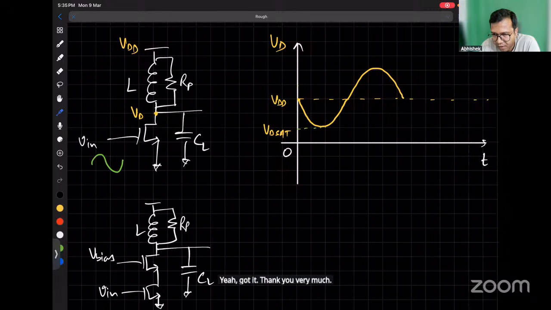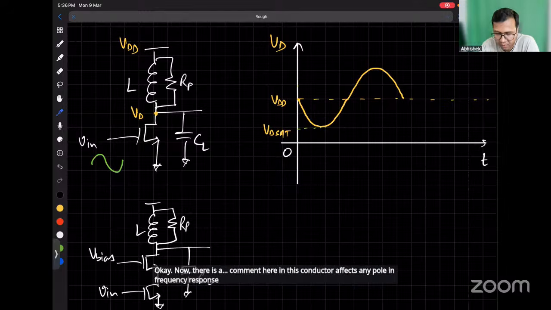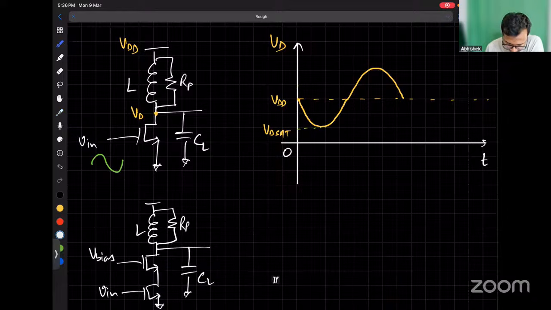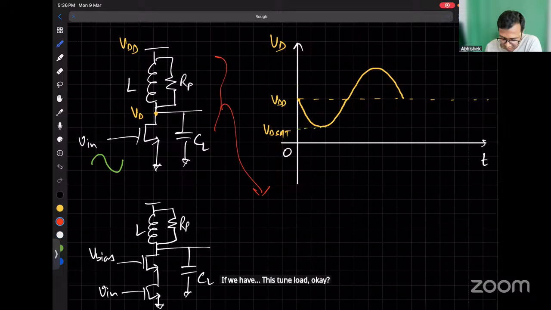Now there is a comment here: does this inductor affect any pole in the frequency response? Oh yeah, so you can see that if we have this tuned load, this tuned load is going to add a complex pole, depending on the damping. So it's a second order system.